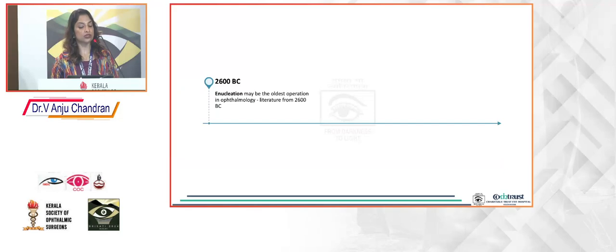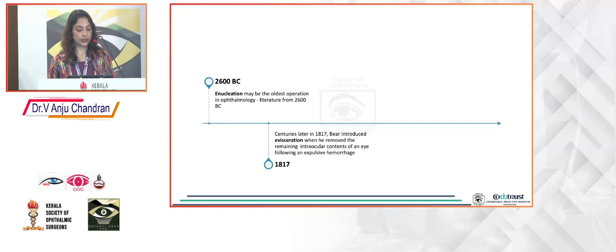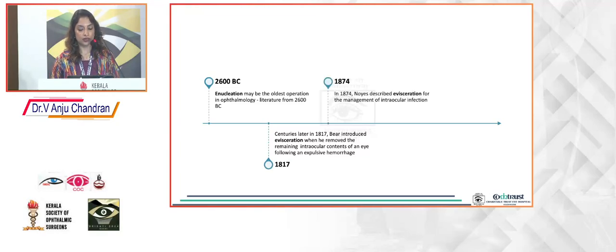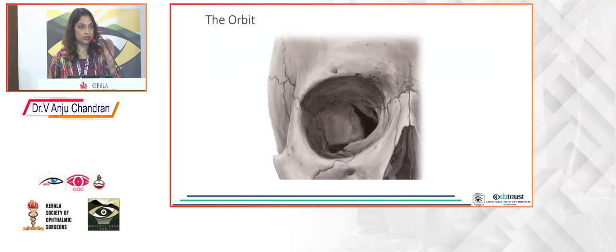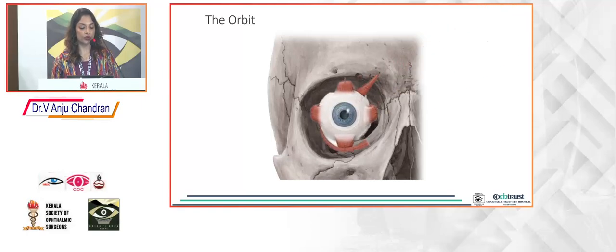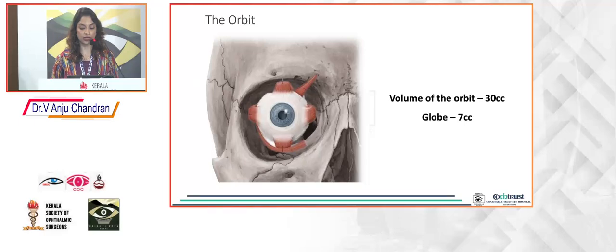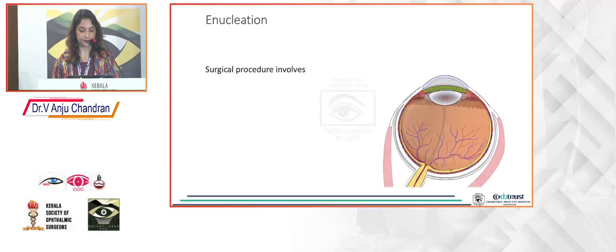Enucleation was the oldest surgery performed in ophthalmology, in 2600 BC. Later in the 19th century, Baer introduced evisceration when he encountered an expulsive hemorrhage. Not very soon after, Noyes described evisceration for the management of intraocular infections. A decade later, the first implant was placed, which was a glass sphere into the eviscerated cavity. This Shebin already beautifully described the orbit, the eyeball, and the other contents, and how we need to know the volume that is there, and how much we need to replenish.